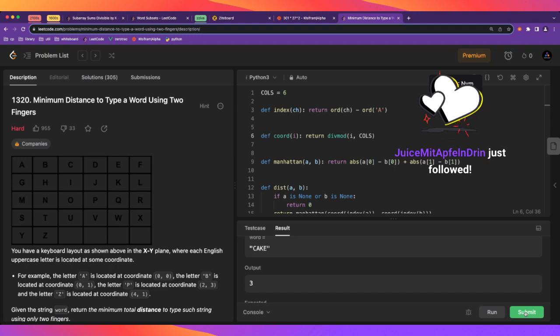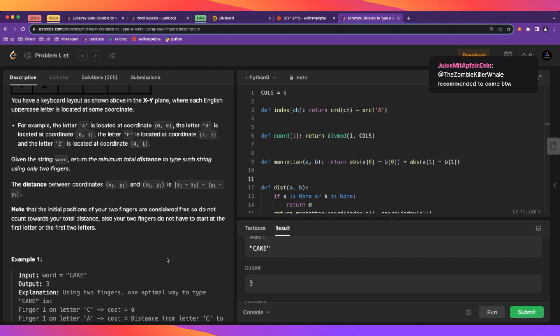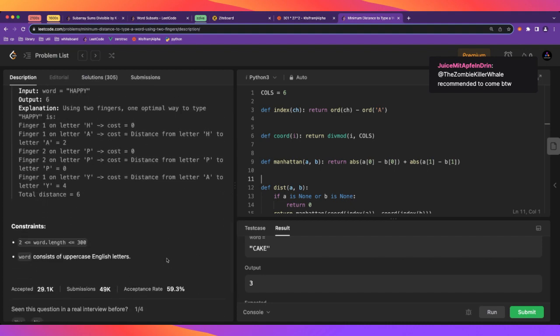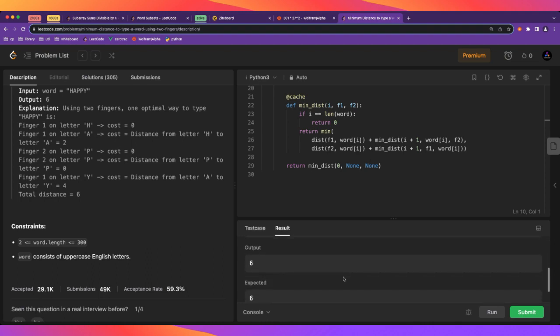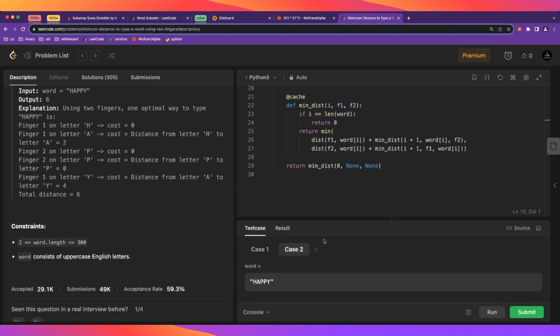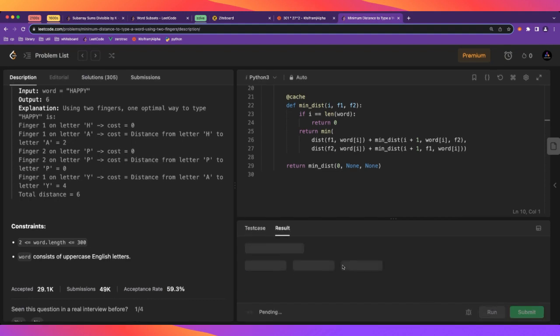Okay, so we pass the example. Let's try our luck. Is there any edge case that we need to take care of? So we're gonna have at least 2 letters. So if we have 2 letters, it's always 0, right? Because we can type each. So let's try one of those edge cases. Why not? So A and C. We need to get 0.